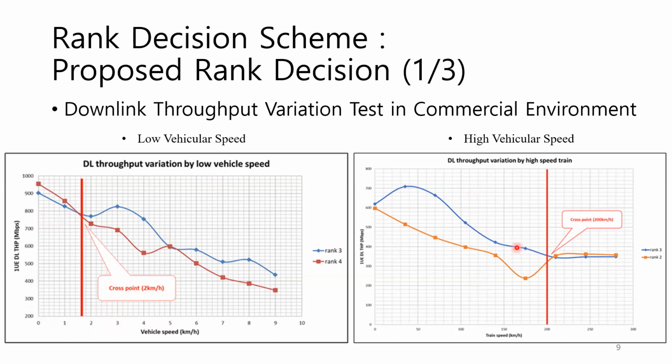Also, the right figure shows the throughput of rank 2. Rank 2 is better than rank 3 in the case over 200 kilometers per hour. These are fixed rank test results, obtained before the optimized rank scheme was applied. Finally, recent commercial UEs are not good at determining the optimal rank according to vehicular speed.